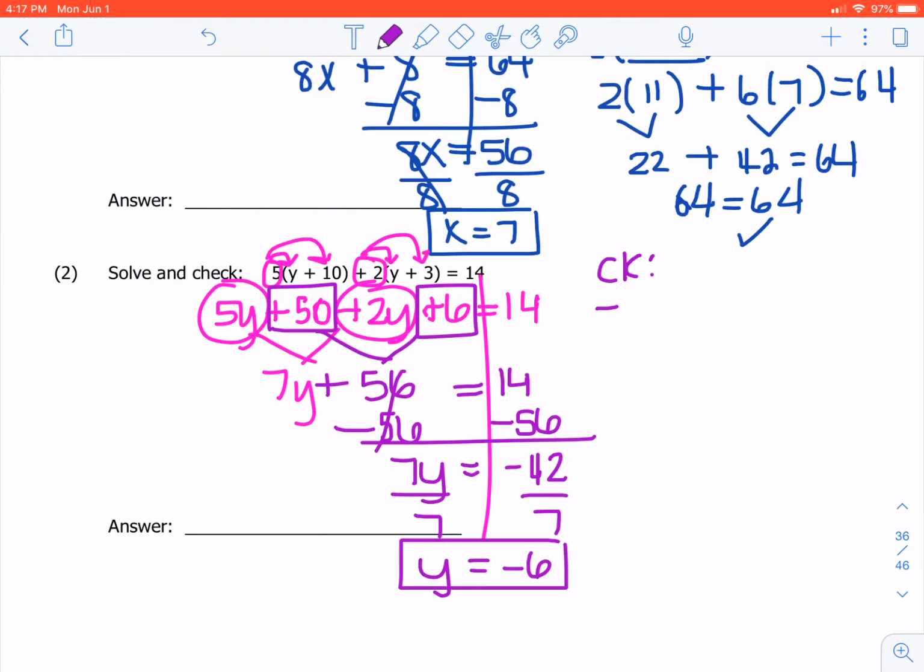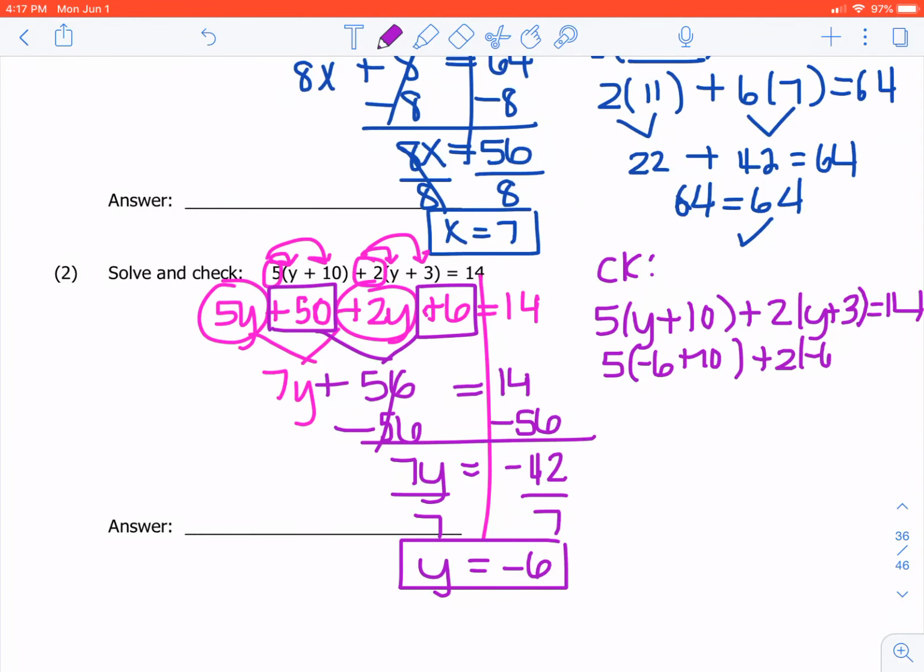All right, so let's do the check. Remember to write the original equation that you started with. All right, we're going to replace all of our y's with negative 6. All right, next we're going to do in parentheses first. So 5 stays. Negative 6 plus 10 is positive 4. 2 stays, and negative 6 plus 3 is negative 3.